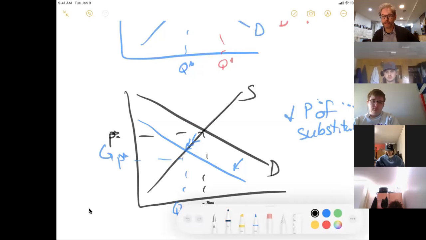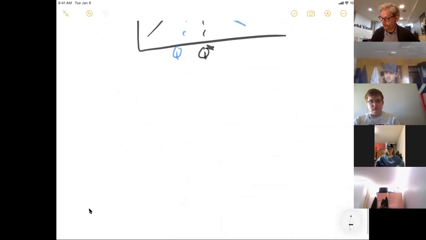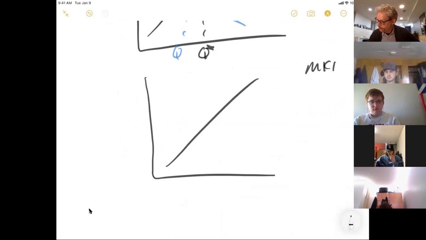Once again, if you explained yourself well and your explanation made some sort of sense, I did accept other answers for some of these. But you have to explain yourself, right? And then part C, what happens to the market for solar energy panels?